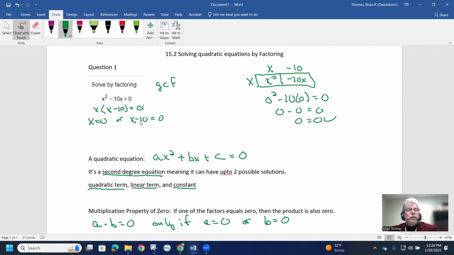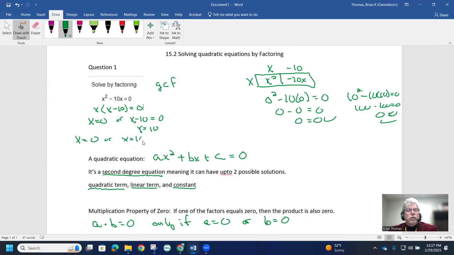Now, the other thing is this x minus 10 is equal to 0. What makes this factor turn into 0? Well, if I add 10 to both sides, I would get x equals 10. If I put a 10 in, 10 squared minus 10 times 10, does that equal 0? Well, 10 squared is 100, minus 10 times 10, which is 100. Does 100 minus 100 give me 0? Yeah, that's a true statement. So it checks out. My two solutions are then x equals 0 or x equals 10.